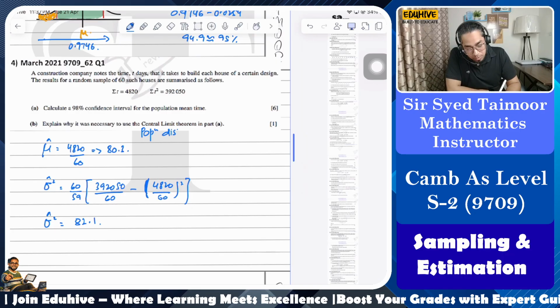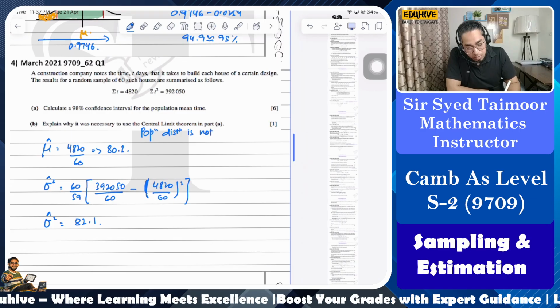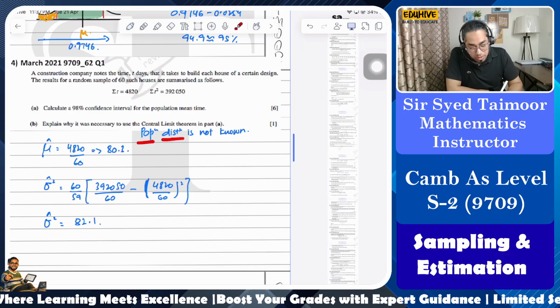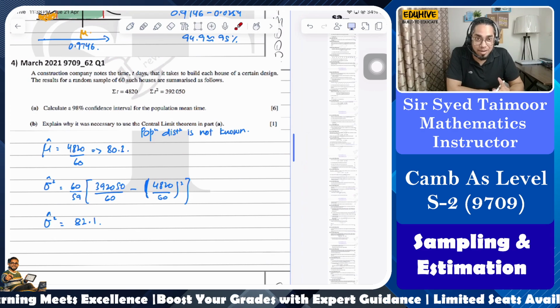Population distribution is not known. Maha, you cannot use these short forms, okay, beta, in the paper. I am using it right now, but you cannot write it in the paper.